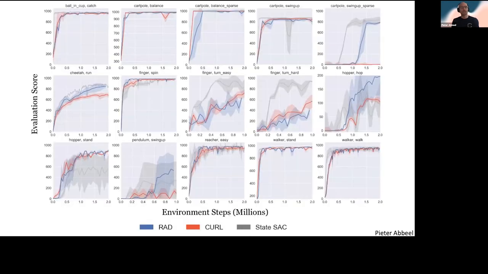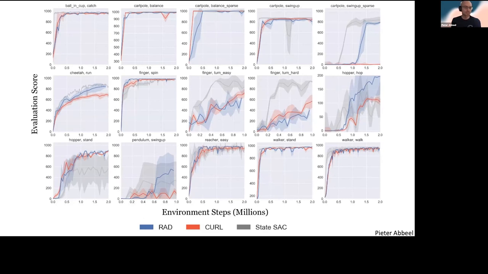Here are some learning curves, again comparing with state-based learning. And again, the reason we like to compare with state-based learning is that in some sense it seems like the gold standard. State is what we think of as the best summary of the situation of the world and the environment the agent is in. So if you directly give it access to that, that should be really helpful compared to just getting images.